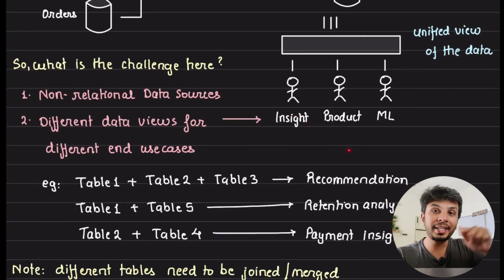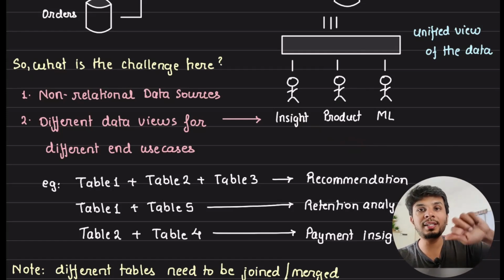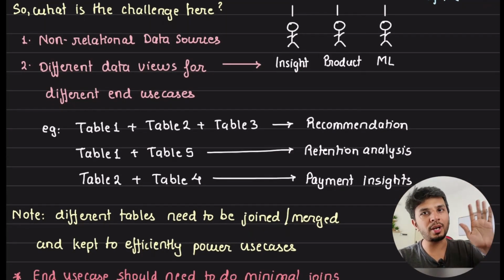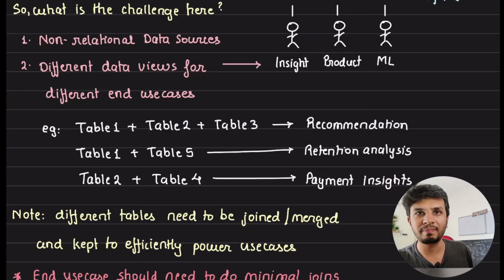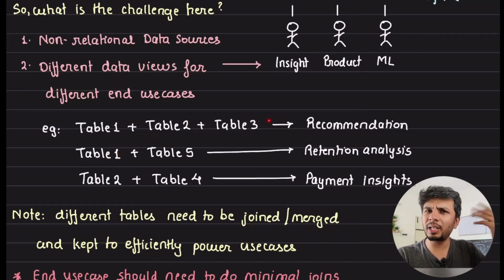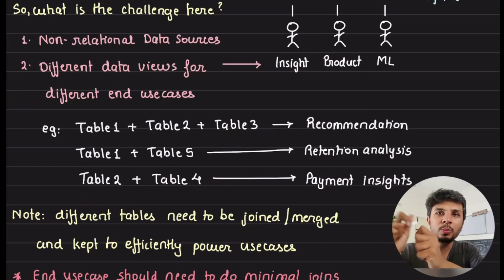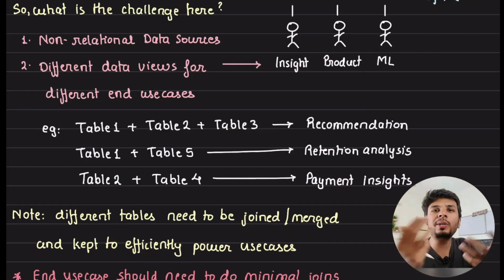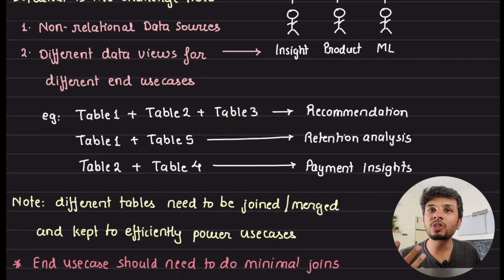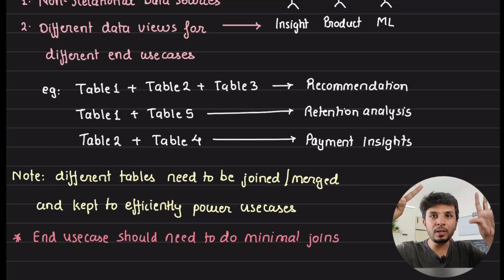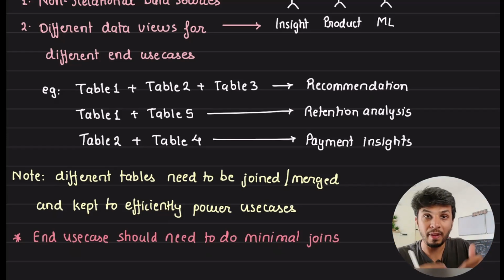Then each team might need a different view of the same set of tables. For example, you have your orders detail, your payments information, and your authentication profile information. Say you want table 1, table 2, and table 3 combined in a particular join order on a particular attribute for recommendation. Then table 1 and table 5 merged in some way for your retention analysis. Then table 2 and table 4 to get deeper payment insights. So each team has its own set of requirements, its own queries for how tables should be joined and kept together to empower their use case.